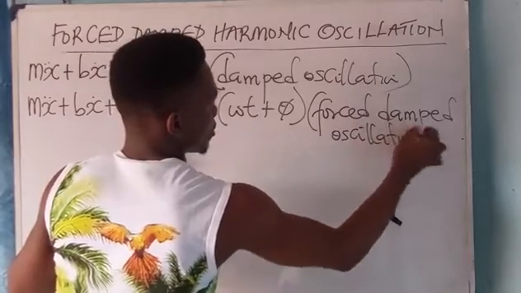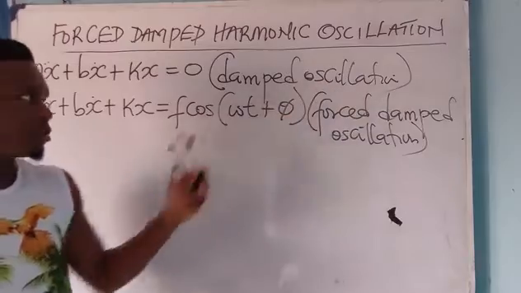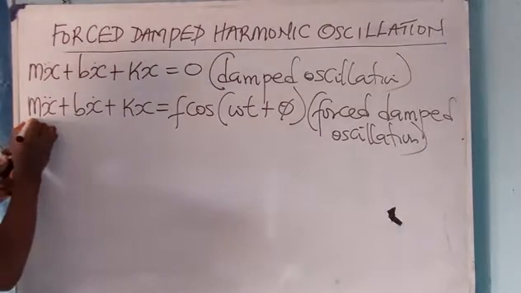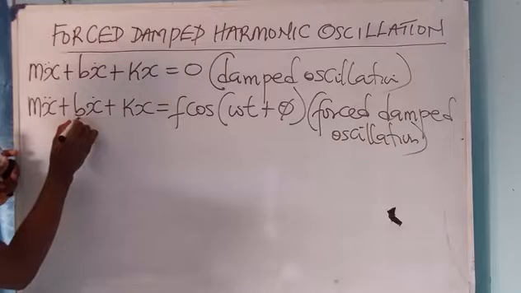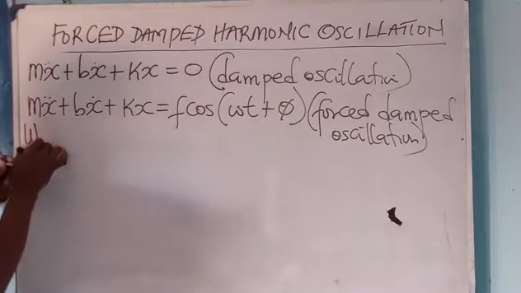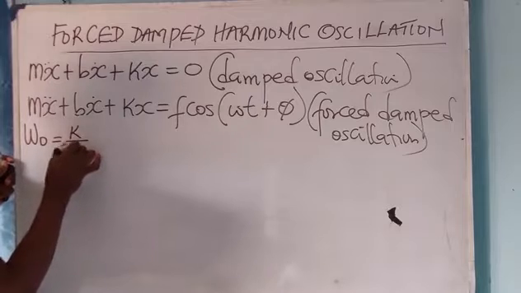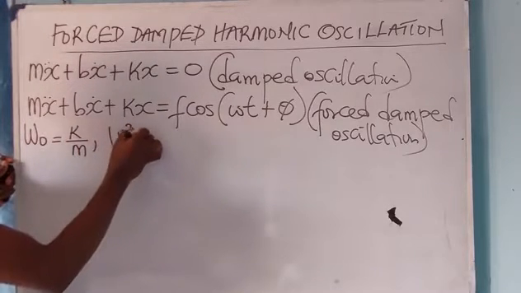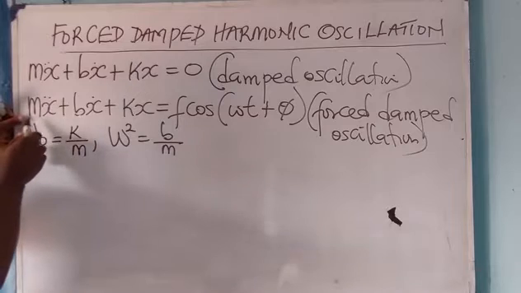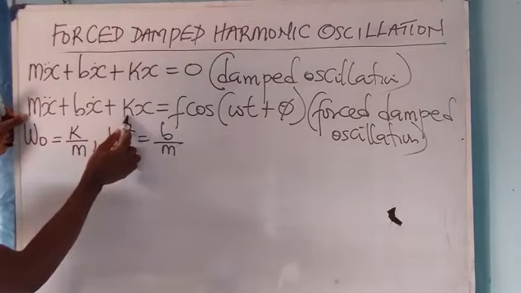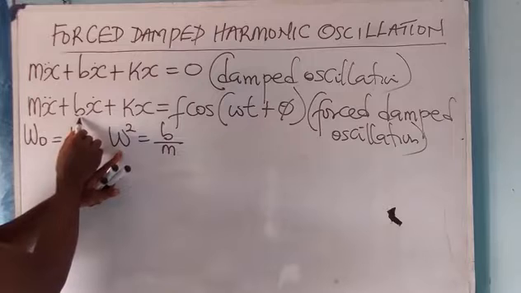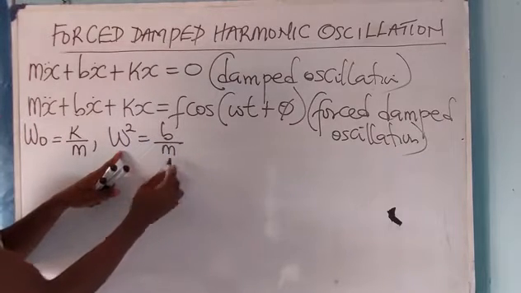This first one is damped oscillation, but this other one is called forced damped oscillation. So this place is the mass, this one is the damped constant, and this one is the force constant. I gave us that WO is K over M, and W squared is B over M. So if this place was 10 and this place was 20, it would be 20 over 10. If this was 5 and this was 10, it will be 5 over 10. It is very easy.